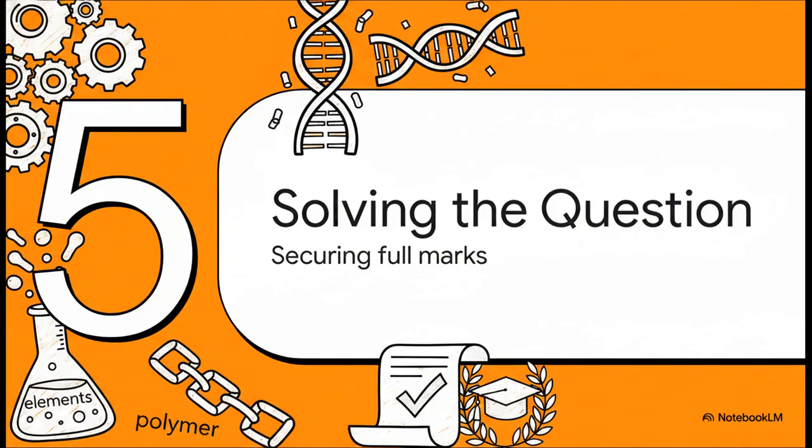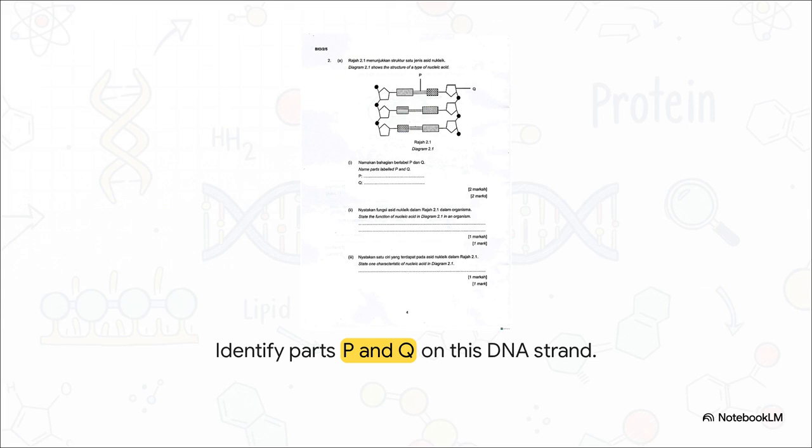Section 5, solving the exam question. Okay, we have our toolkit, so let's return to the trial paper and secure those full marks. Looking back at the problem, we see two polynucleotide chains intertwined in a double helix. This immediately confirms we are looking at DNA. Now, let's identify P and Q.